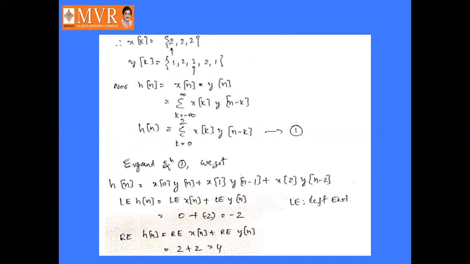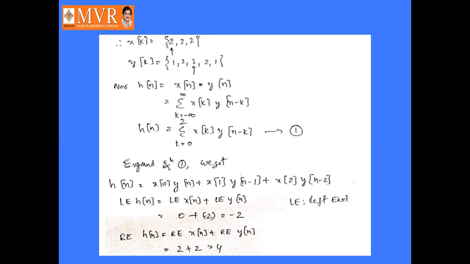h of n is nothing but x of n convolved with y of n. Or we can write this as sigma k equal to minus infinity to infinity x of k into y of n minus k. Okay. So our h of n equals sigma k equal to 0 to 2 x of k into y of n minus k, that is equation number 1. So expand equation number 1, we get: if k is 0, then x of 0 into y of n, x of 1 into y of n minus 1, x of 2 into y of n minus 2.